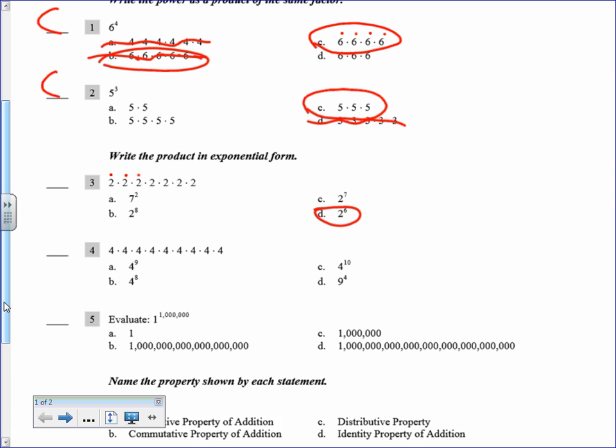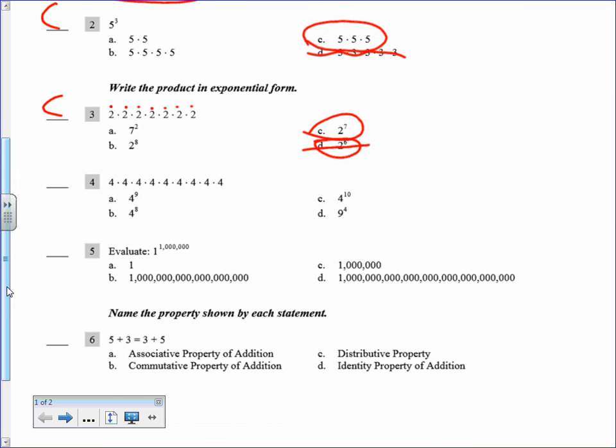1, 2, 3, 4, 5, 6, 7 twos. The answer is C again. All right, how many fours? 1, 2, 3, 4, 5, 6, 7, 8, 9 fours. Not 4 nines. 9 fours. Good. These throw you guys off.